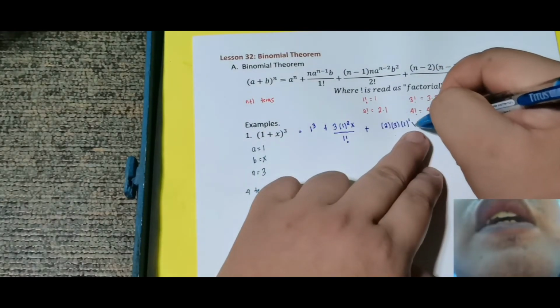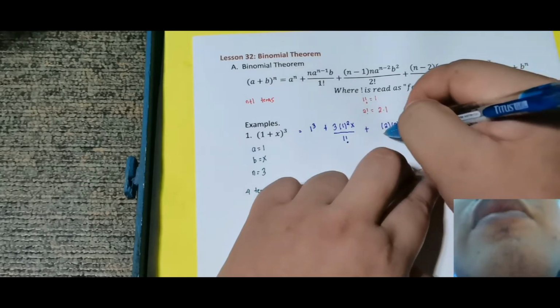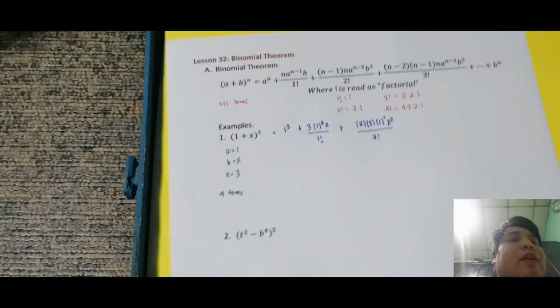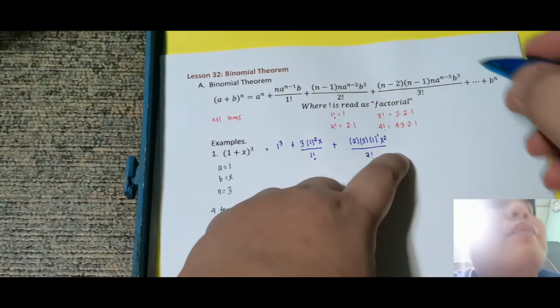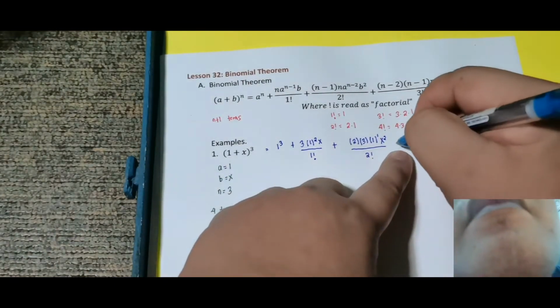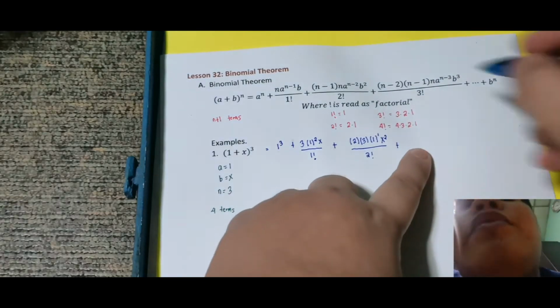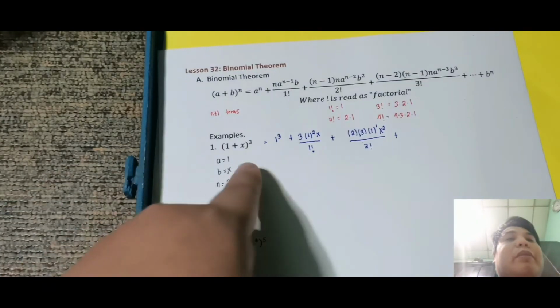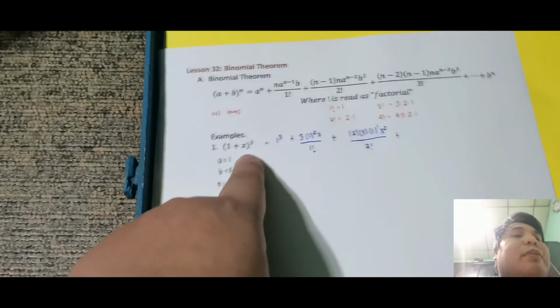Then x becomes x raised to 2 all over 2 factorial. Okay, then plus, this is my n minus 2. Since how many terms do we have? 1, 2, 3, then 4. So that means the 5 is x raised to 3 na lang, because that is what we expected.